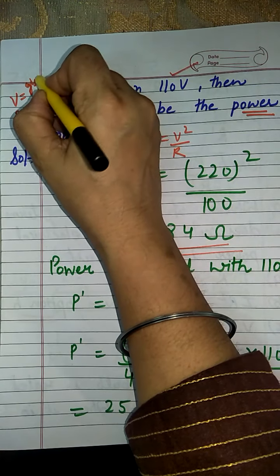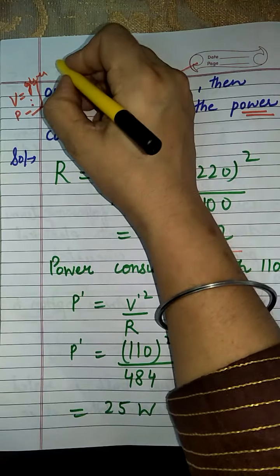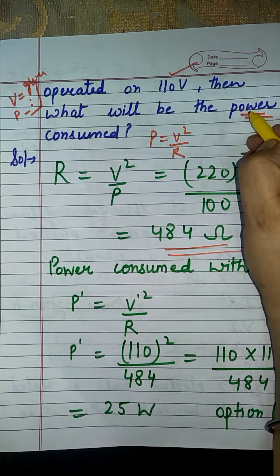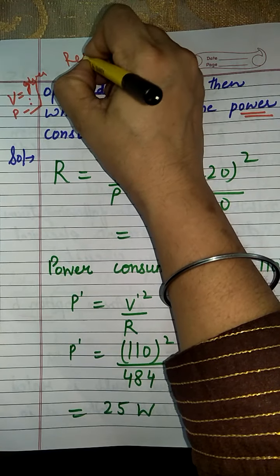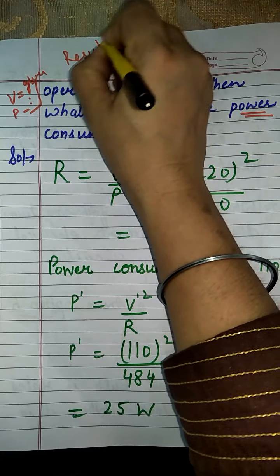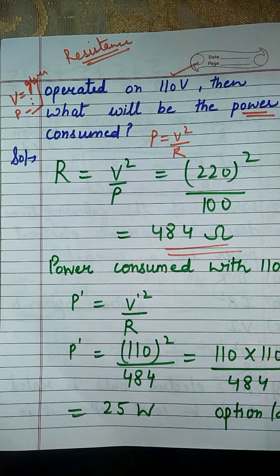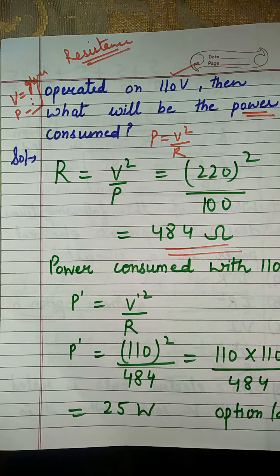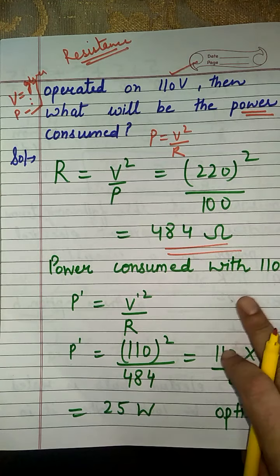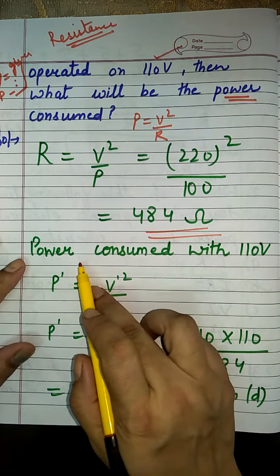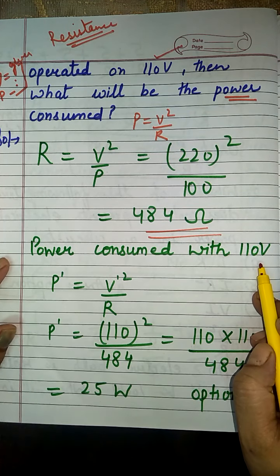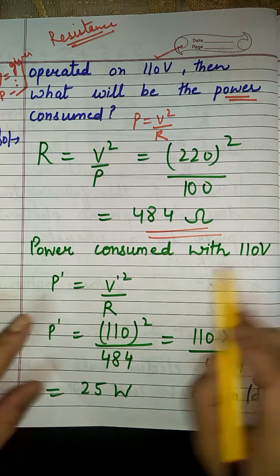Voltage is given, power is given, and we will come to know the other power by changing voltage if we are knowing resistance, if we are knowing hindrance, that is, how much obstruction there is in it, how much opposition of current. So we have calculated the resistance. Now we want to find out the power consumed with 110 volt. Okay, so formula will be same.